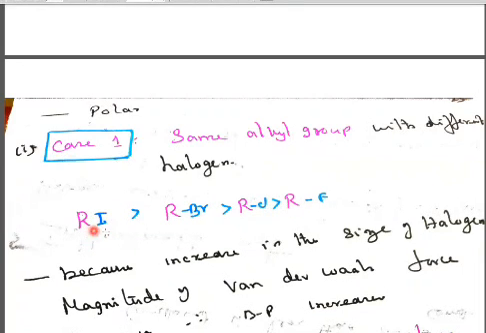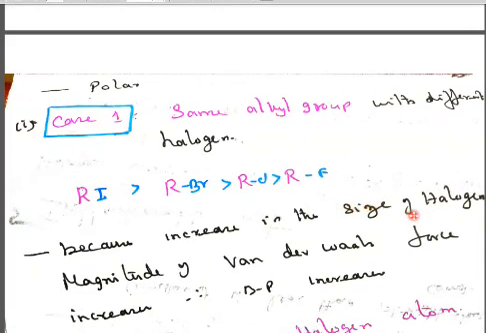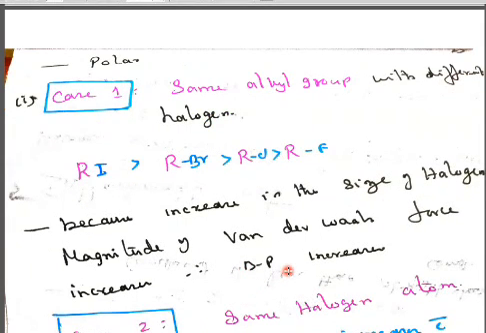I said the boiling point of alkyl iodide is greater than alkyl bromide is greater than alkyl chloride is greater than alkyl fluoride, because with increasing size of the halogen, the magnitude of van der Waals force also increases. If the force of attraction increases, it is very difficult to break, so the boiling point increases.